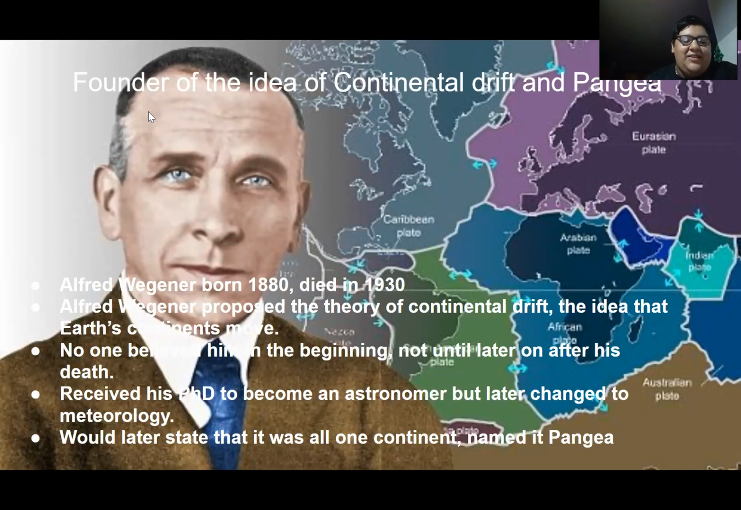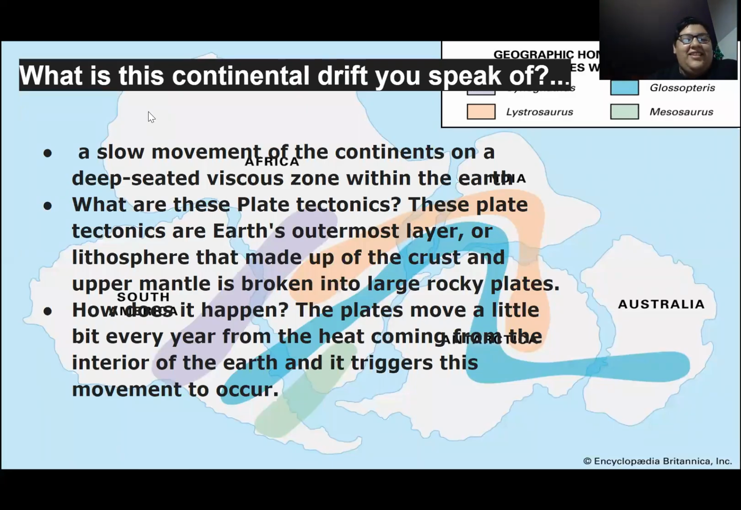All right, so a little bit about him. He received his PhD to become an astronomer. That didn't work out. Changing to meteorology worked out. He's famous for that thing he did, which is continental drift. And he would state that, like I said, everything was at one point one continent, and he named it Pangea. Next slide. All right, what is continental drift?